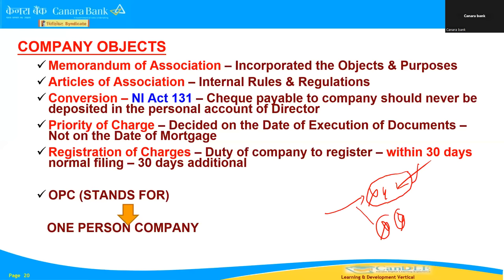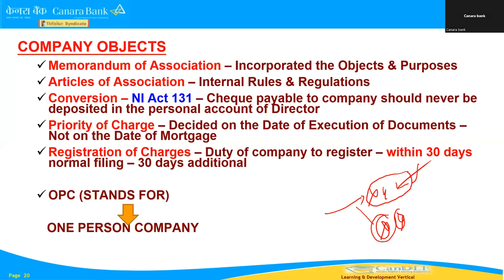Priority of charge. It is decided on the date of execution of documents, not on the date of mortgage. See, these legal cases they will ask. For example, one company has executed documents in different places, and mortgage was done by somebody. Then who will get the priority? Only one thing you have to remember: even if execution of documents is on a different date and mortgage on a different date, ultimately the priority will be given to the date of execution of documents only. The one who first executed documents will get the first priority.